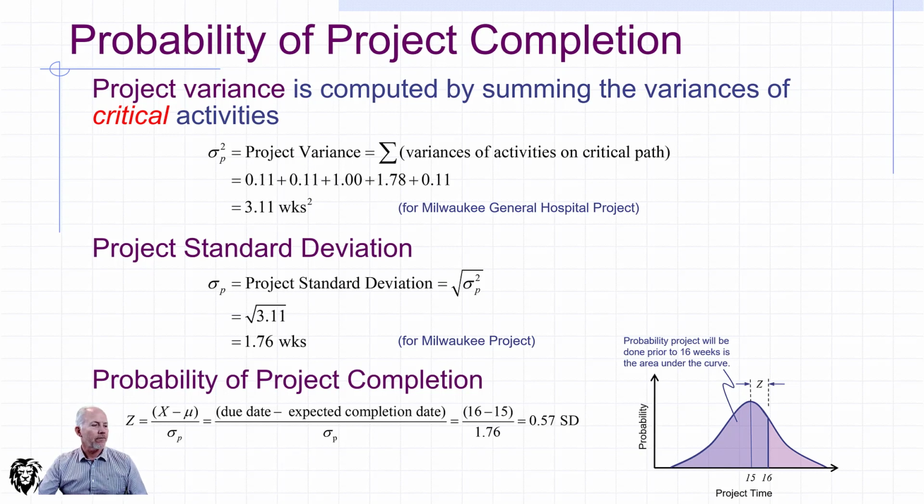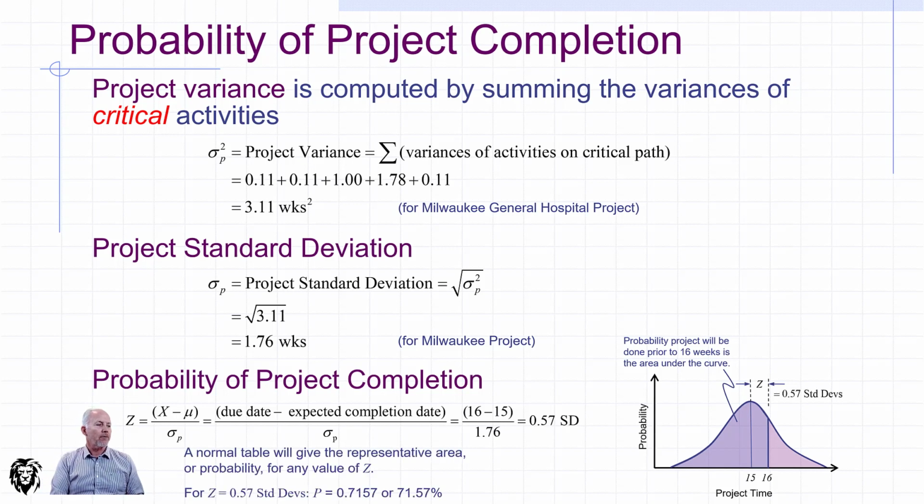So what does that do for us? Well, we're able to now go to a table for a normal distribution and look up the value of Z and figure out what the probability is that we're going to be finished by then. And so for Z equals 0.57 standard deviations, we get a probability of 71.57%. So it is 71.57% likely that we would complete this project by 16 weeks.